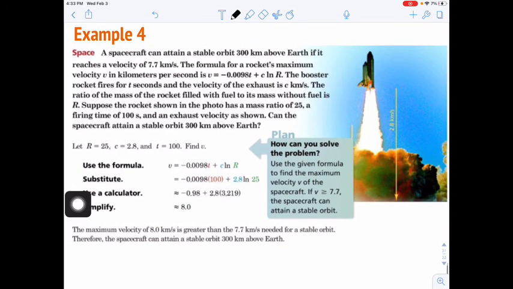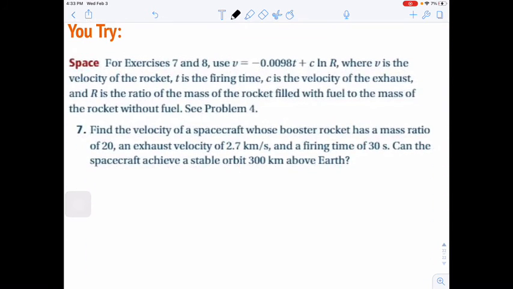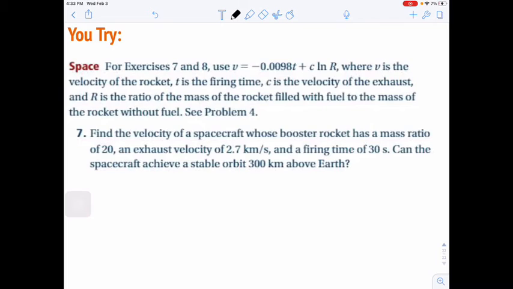The work for this problem is written out on the next slide. And now I would like you to try number 7. For exercises 7 and 8, use v equals negative 0.0098 t plus c times the natural log of r, where v is the velocity of the rocket, t is the firing time, c is the velocity of the exhaust, and r is the ratio of the mass of the rocket filled with fuel to the mass of the rocket without fuel.